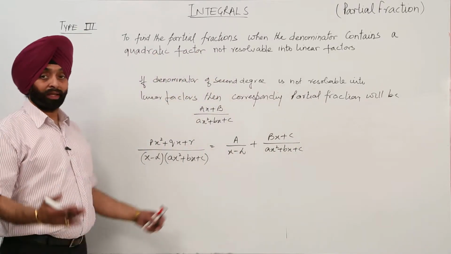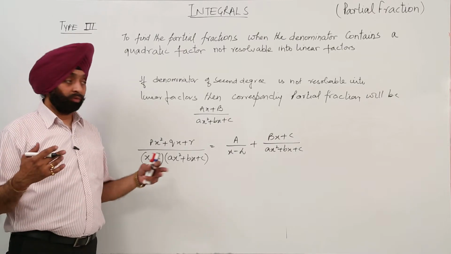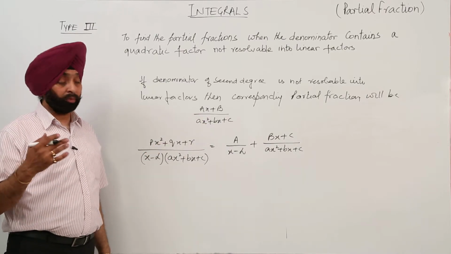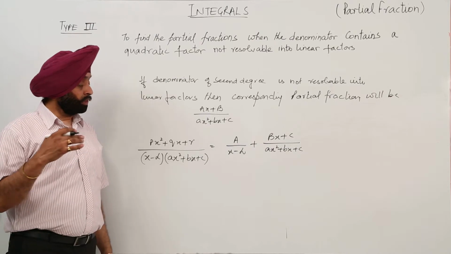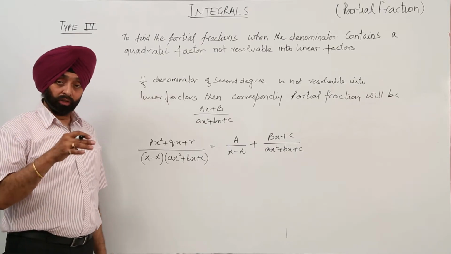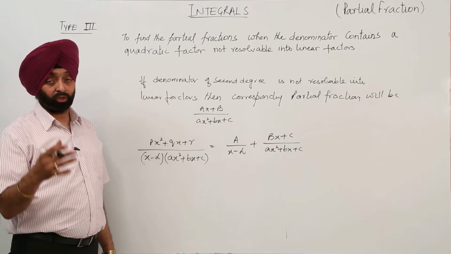So we have to move like this. If it is 1, then we will be writing 1. If it is 2, then we will be writing (ax + b) upon the denominator plus (cx + d) upon the denominator, like this one.